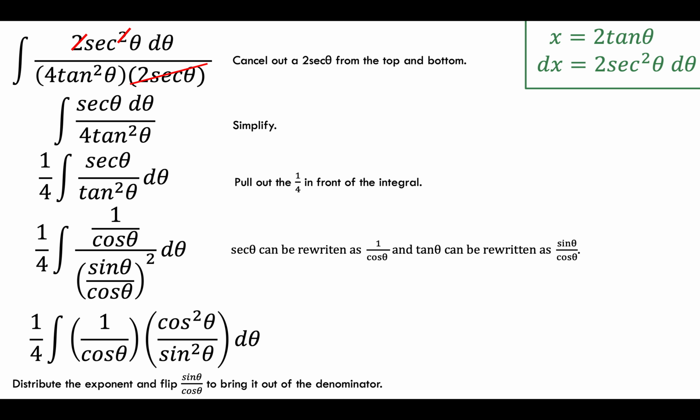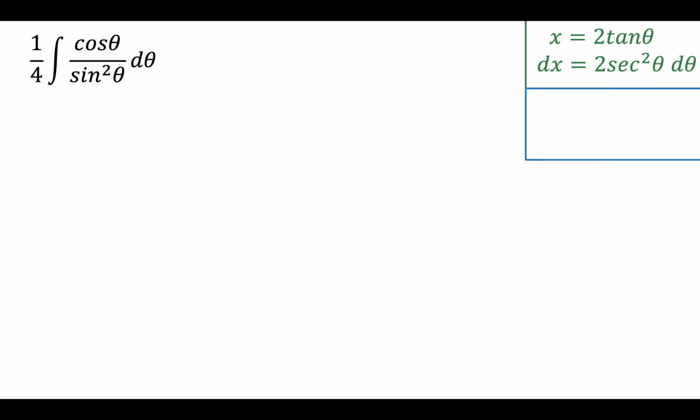Then we just replace those within our equation. Then we need to distribute the squares in the denominator. And then we can move sine squared theta and cosine squared theta out of the denominator by simply flipping it. Then we can cancel out a cosine from both parts. And we are left with 1/4 the integral of cosine theta over sine squared theta d theta.